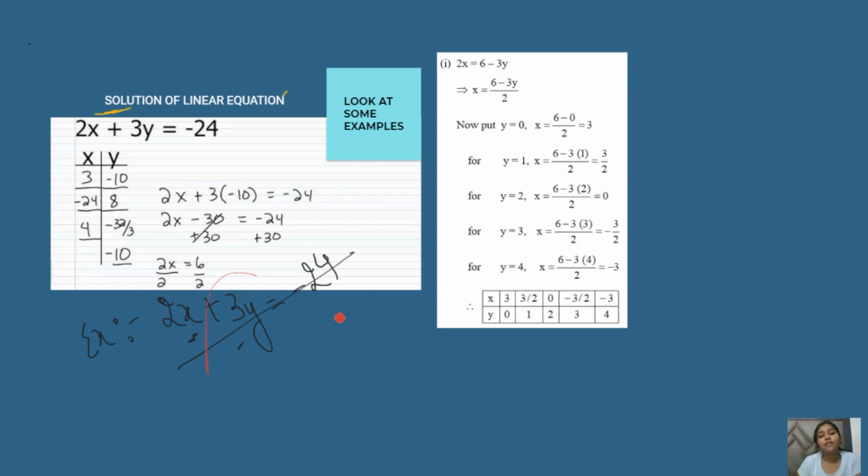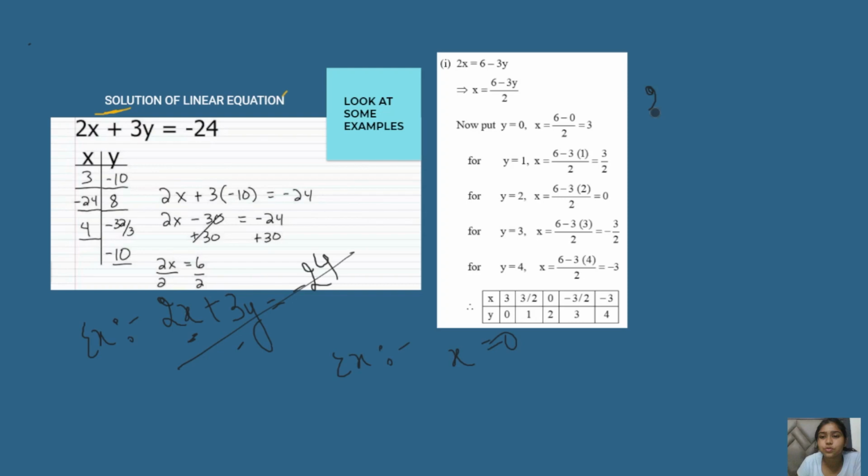Okay, so let's now see how we can do this. First of all, I'm taking any value of x. For example, I'm taking x equals 0. Let's now put x equals 0 in this particular equation. What we'll get is 2 multiplied by 0 plus 3y equals minus 24, right?